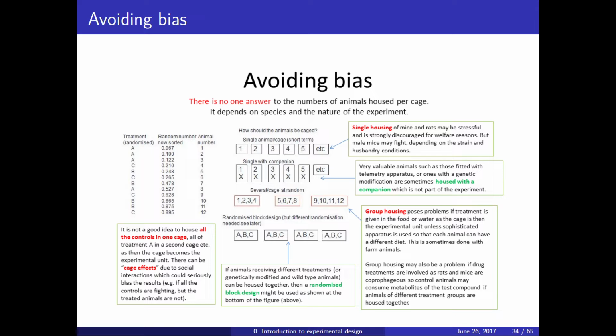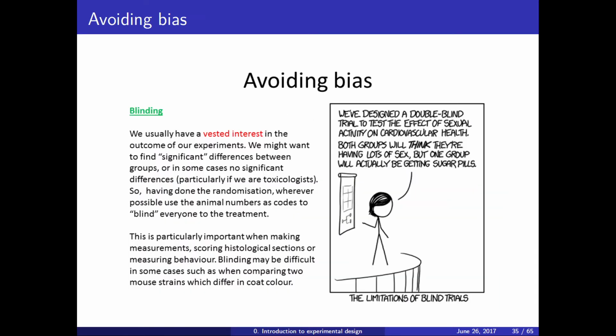Yeah, so there is no single right way of housing the animals. Blinding is also very important to avoid bias, because we always have an interest in the outcome of our experiments, and we might want to find significant differences between groups, or in some cases that there are no important differences. For instance, in toxicology, you want to show that there is no difference.